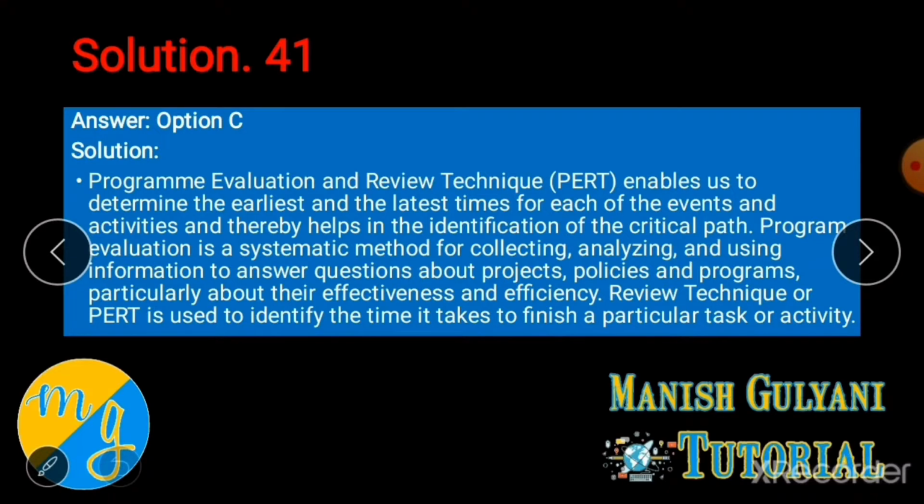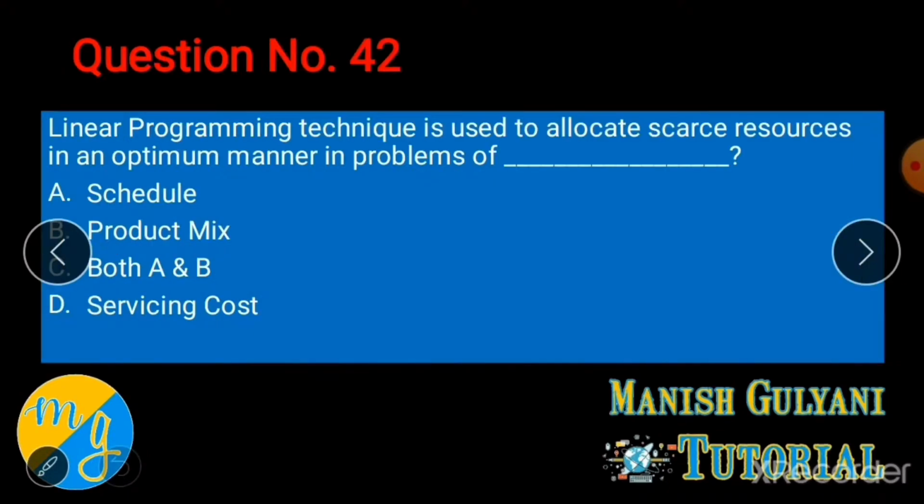By this technique you determine the earliest time and latest time for each of the event activities, thereby helping in the identification of the critical path. So on the basis of PERT CPM, you can easily identify the critical path and the earliest and latest time of each event. So the answer is C.